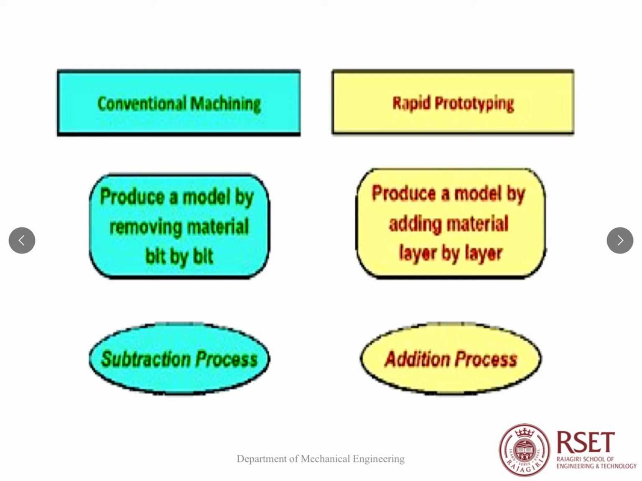This is a comparison between conventional machining and rapid prototyping. In conventional machining, we produce the model by removing material bit by bit. But in rapid prototyping, we produce the model by adding material layer by layer. This is an additive process. This is a subtractive process, which removes material in the form of chips. This is a subtraction process, and this is an addition process.